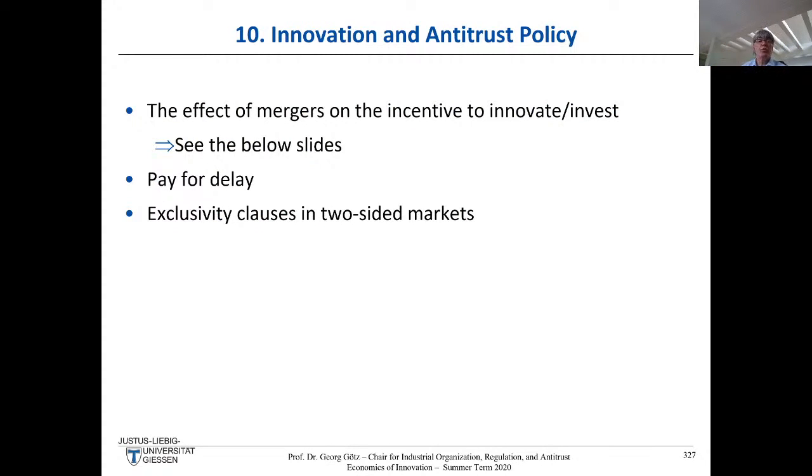Okay, I now move on to our final chapter, Innovation and Antitrust Policy, and what I will particularly focus on is the effect of mergers on the incentive to innovate and invest. Perhaps we could discuss pay for delay in our case studies part, and I won't discuss these exclusivity clauses in two-sided markets, maybe next year.